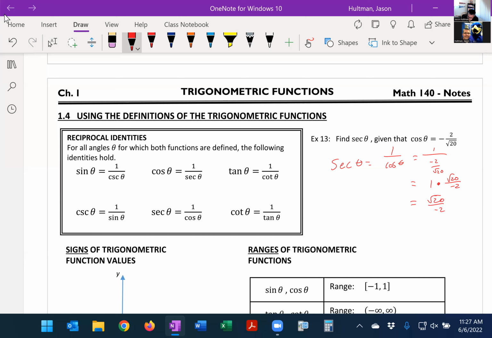And I can simplify that if I want to. I can pull out a radical 4 here. So that's 2 radical 5 over -2. And so this just becomes negative radical 5 at the very end. And that's the secant. Okay.